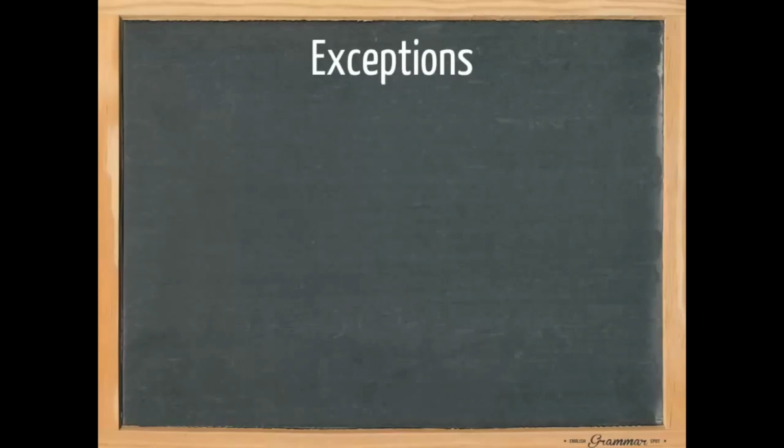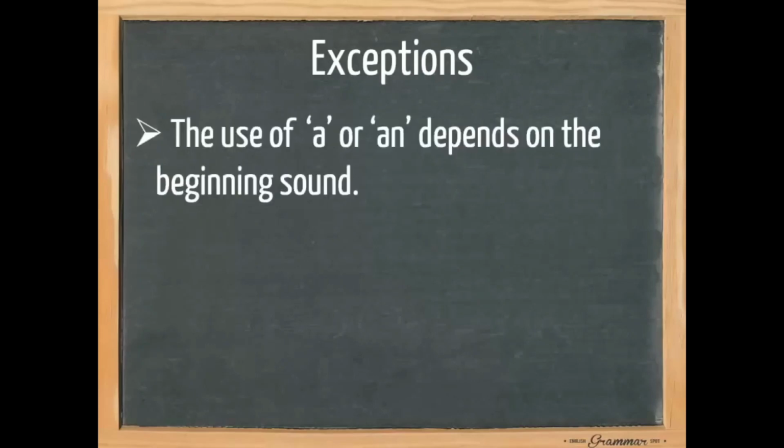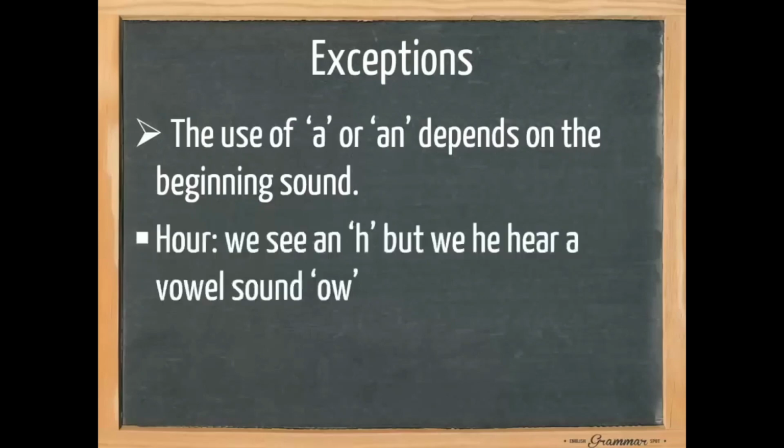Now there are some exceptions. The use of a or an depends on the beginning sound, so the word might start with a consonant or a vowel, but we really need to listen to how the word is pronounced. For example, hour. We see an H, but we hear a vowel sound at the beginning, "our", and not "hour". So, what do we do in this case? We use the article an because we hear a vowel sound, so we say an hour and not a hour.